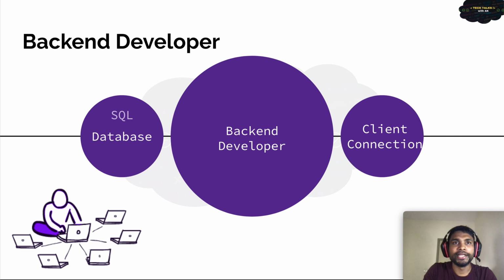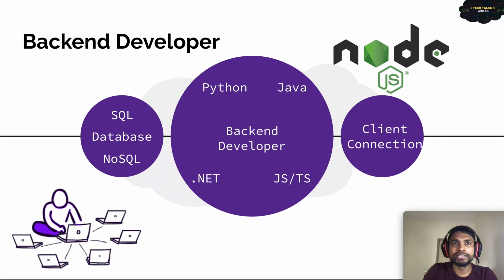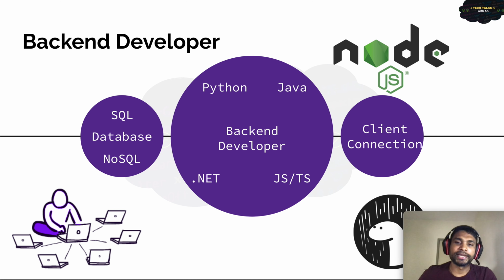Knowledge of SQL and NoSQL databases like MySQL and MongoDB is important for backend development. There are a lot of technologies that can be used to learn backend development. Expertise in languages like Python, Java, .NET, and JavaScript and TypeScript is a must. If you are a beginner in backend development, I would suggest getting started with Node.js as it is a JavaScript framework, or Deno.js for server-side code. Other frameworks for backend development are Django, Flask, ASP.NET, J2EE, etc.